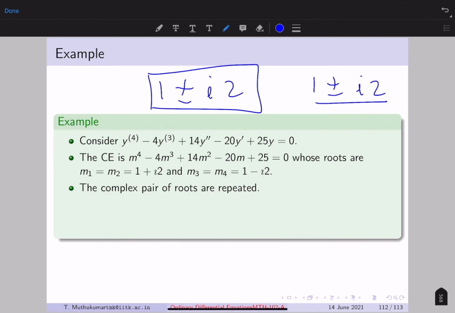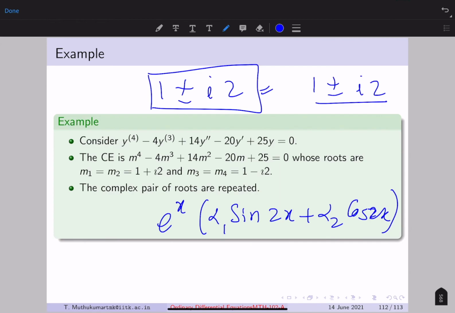So corresponding to this, you have e power ax, in this case e power x, alpha 1 sine 2x plus alpha 2 cos 2x, right? But even for this, you will get the same thing. But then that's because of repeated roots, right? They are not linearly independent, because for this also you have the same expression. So you need to choose a linearly independent solution corresponding to this.